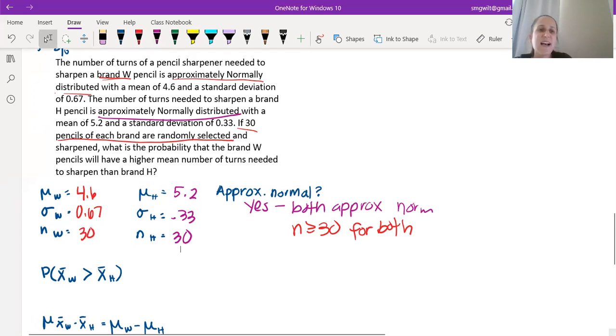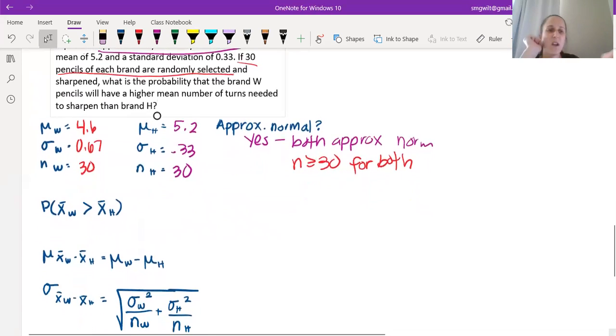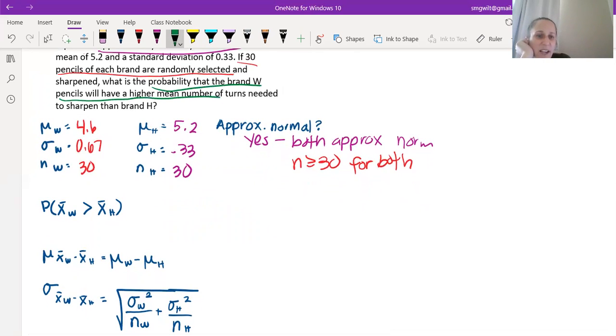So the question is asking us: what is the probability that brand W pencils will have a higher mean number of turns needed to sharpen than brand H? So its mean is higher, it's larger. I wrote that as an expression here. They want us to find the probability that x bar of W is greater than x bar of H. I need a number to be able to find the z-score to be able to find a probability.